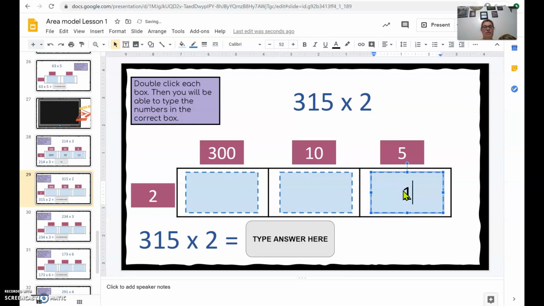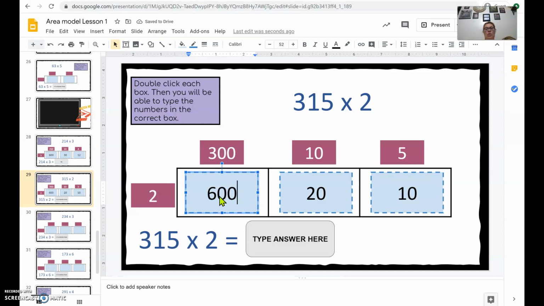So 2 times 5 is 10. 2 times 10 is 20. And 2 times 3 is 6. Let's bring down our 2 zeros. So we have 600 plus 20 plus 10. I'm going to write that down.